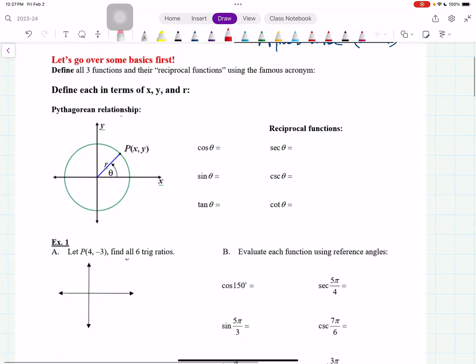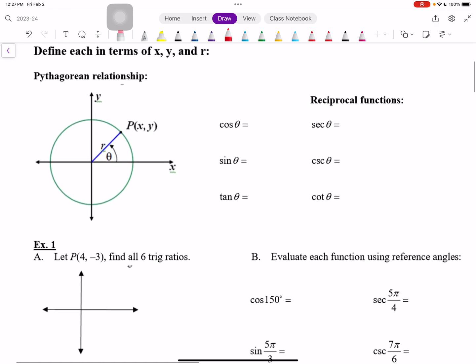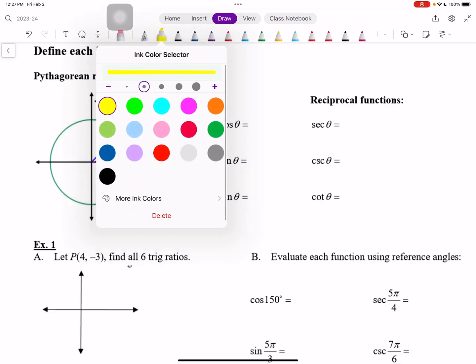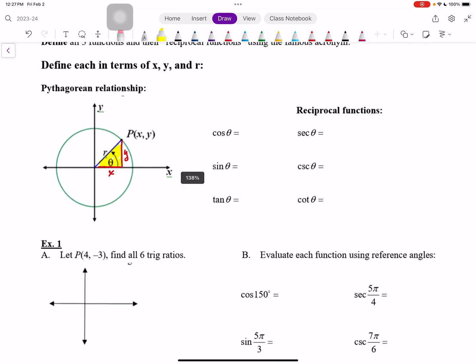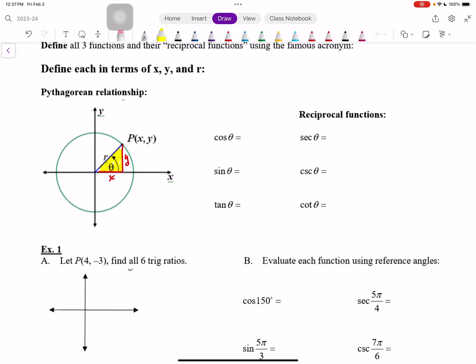So I'm going to take a look at the circle here with radius r, and if P is at (x, y), that means that the horizontal distance here is x and the vertical distance is y. So I want you guys to get your eyes on the triangle here. I'm going to talk about this little guy, where the angle inside the triangle is theta, and from this right here we can define the following six functions.